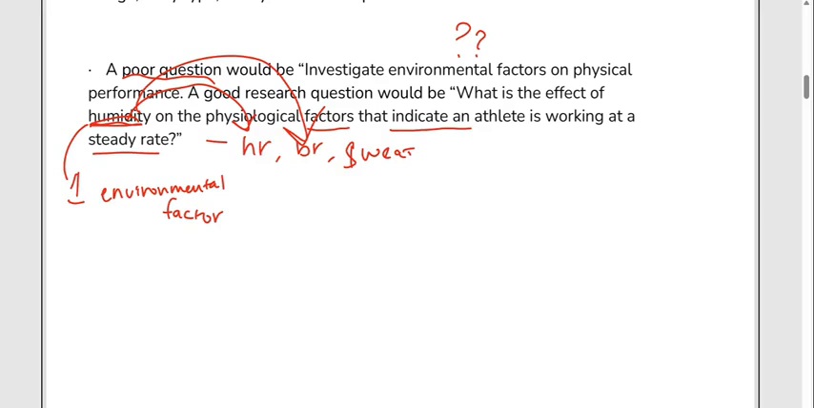So because all of these are tied in by being something that indicates steady state work, that is allowed to have multiple things that you're measuring, because they, again, all tie together. Okay, moving on.